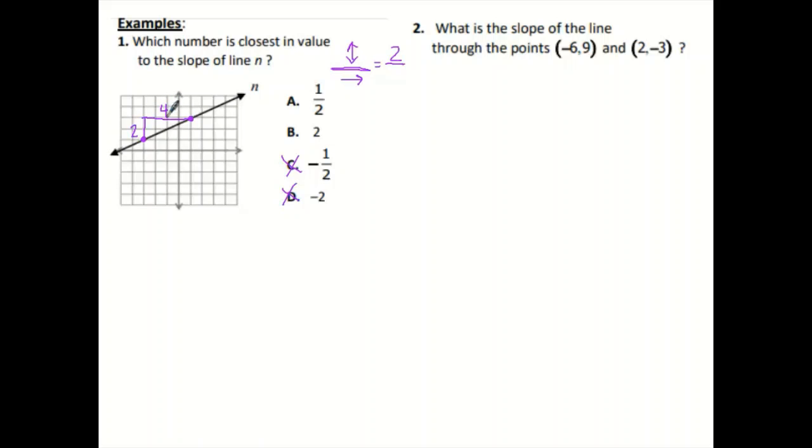Okay, so that's my bottom number. But I don't have 2/4 here in my choices, but I do know that 2/4 simplifies to be 1/2. And that is my answer choice A. So if you get a bigger fraction and it's not your answer choice, you might want to simplify it and see if it's there.